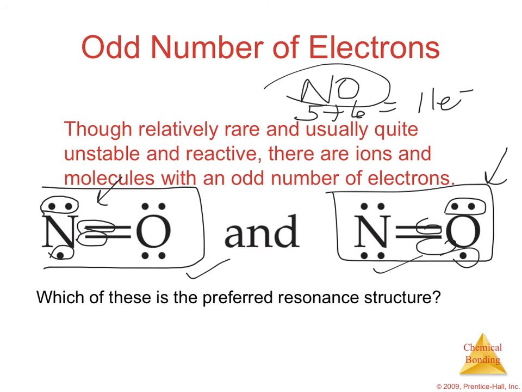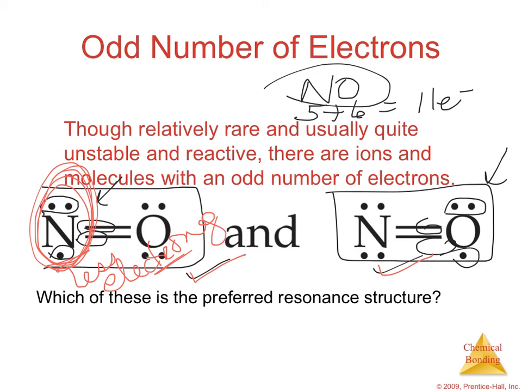So which one of these two structures, which one of these atoms, nitrogen or oxygen, do you think would prefer to be deficient in electrons? The one that is least electronegative, which would be nitrogen. So if one of them has to be deficient, pick the less electronegative one to be deficient, and that would be nitrogen.